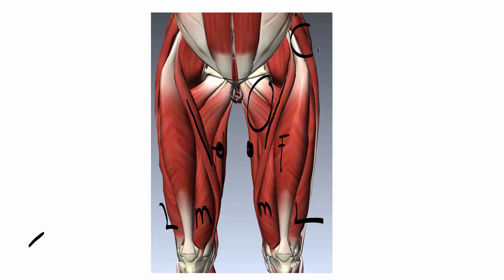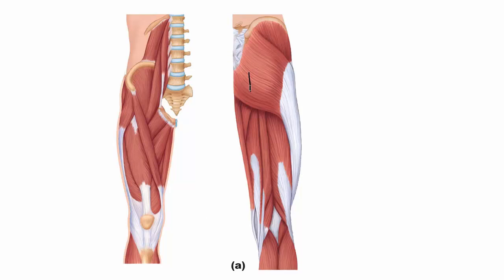Okay, this is going to be your tensor fasciae latae, kind of coming off to the side. This would be your gluteus maximus. This would be your gluteus medius. Your gluteus minimus is going to be underneath that. You're going to have your rectus femoris here, your vastus lateralis, vastus medialis, sartorius, gracilis, and then these adductor muscles. Here's your tensor fasciae latae. So again, make sure you're taking some time to use these pictures and use your textbook and figure out how to identify these muscles.